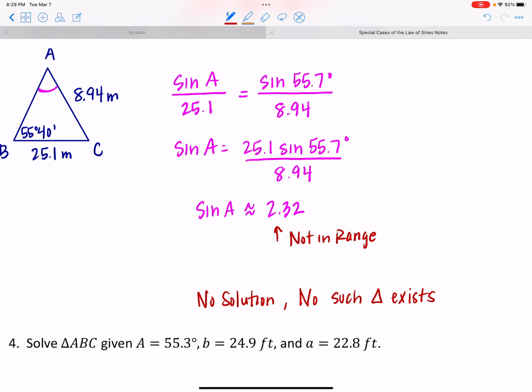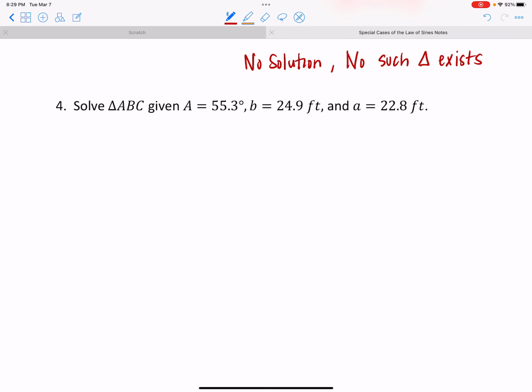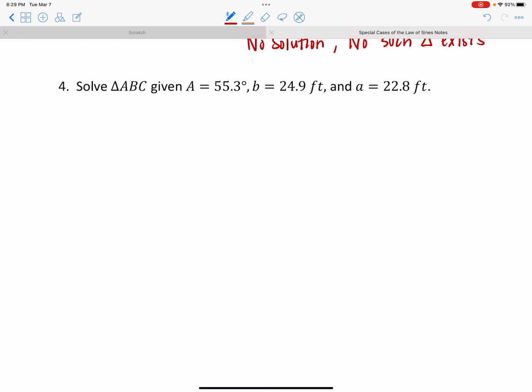All right, the fun one. Next, we're trying to solve this, and we have an angle and a side, or side, angle once we put it in the picture. Let's try this out. Again, if you want to pause the video and see if you can work some of this out for yourself, or maybe let's set it up and then you can work through. So here's A, here's B, here's C. We got 55.3 degrees here, and then we have 24.9 feet here, and 22.8 feet here.